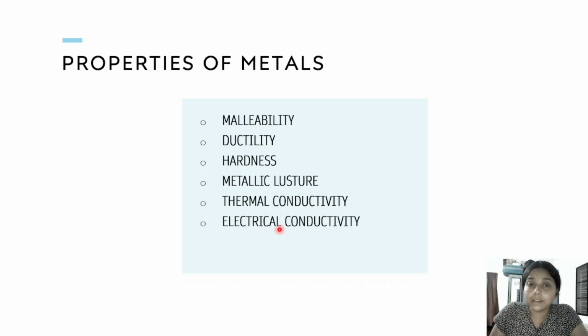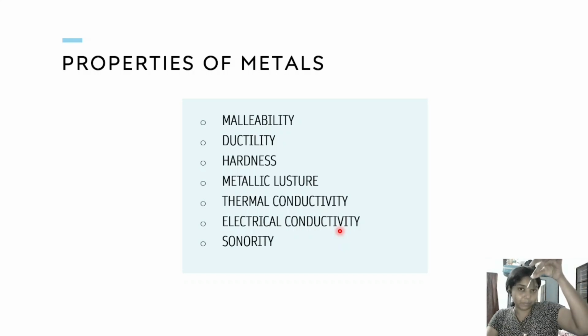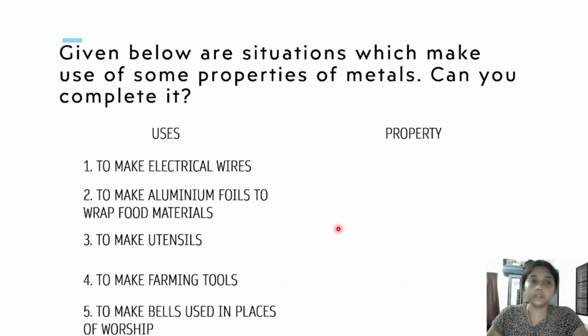So the copper wires can be used for electrical conductivity, and the property in which the metal can conduct electricity is called what? Yes, it is electrical conductivity. Okay. So the bell, which property is shown by this bell? Yes, sonority. Very good.